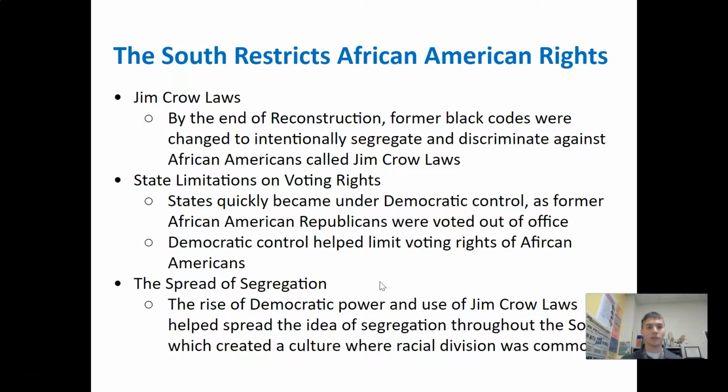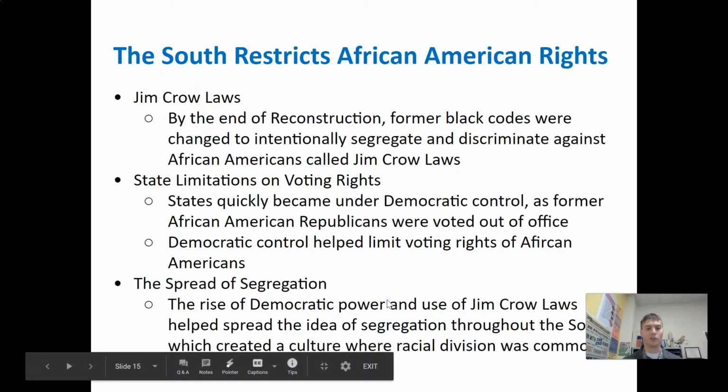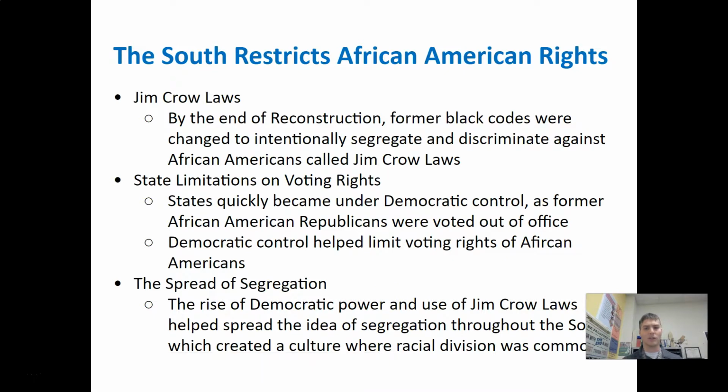It's also going to place state and local limits on voting rights, putting in poll taxes and literacy tests to essentially rig the system against African American voters. And this system of segregation is going to spread all throughout the South to be a state of normal life. And that's not really truly going to be challenged until the 1950s. So this is the mark that's left after Reconstruction.